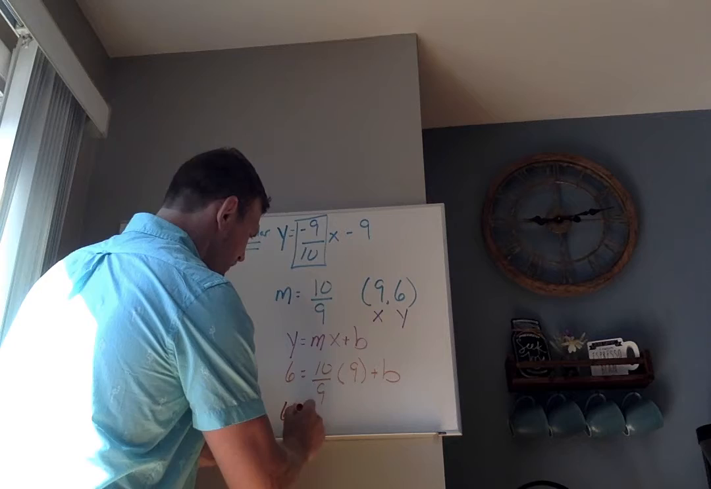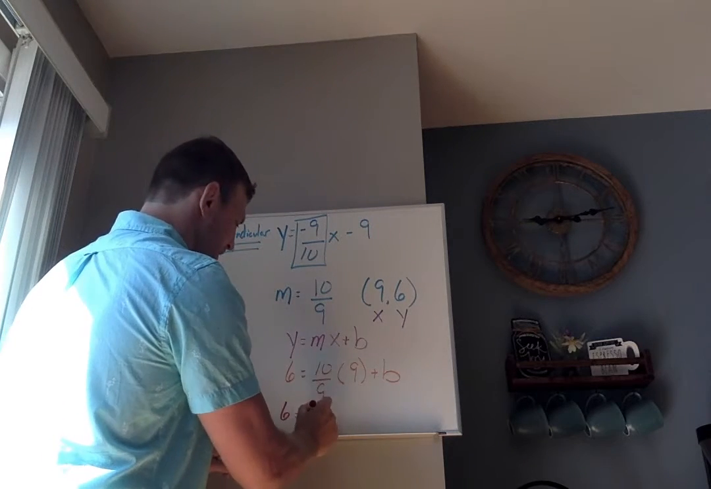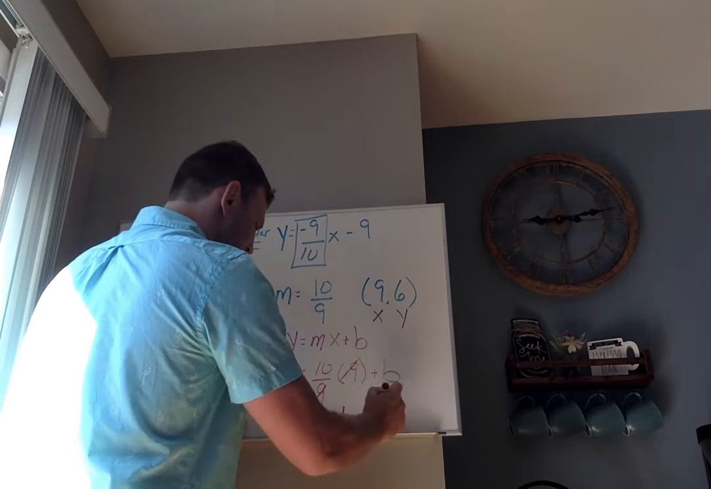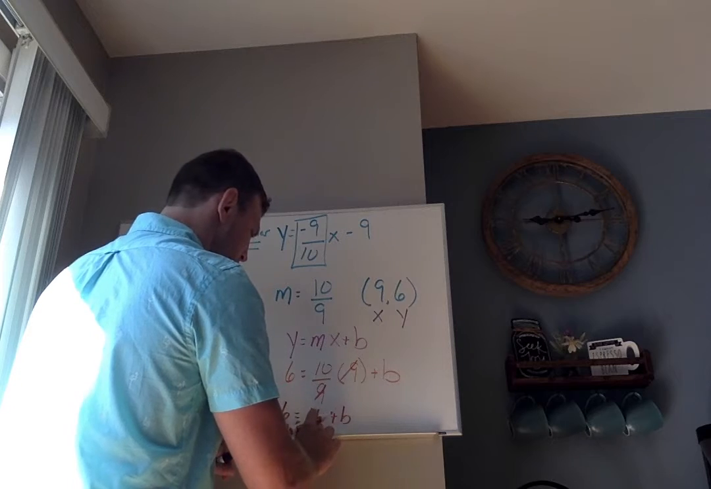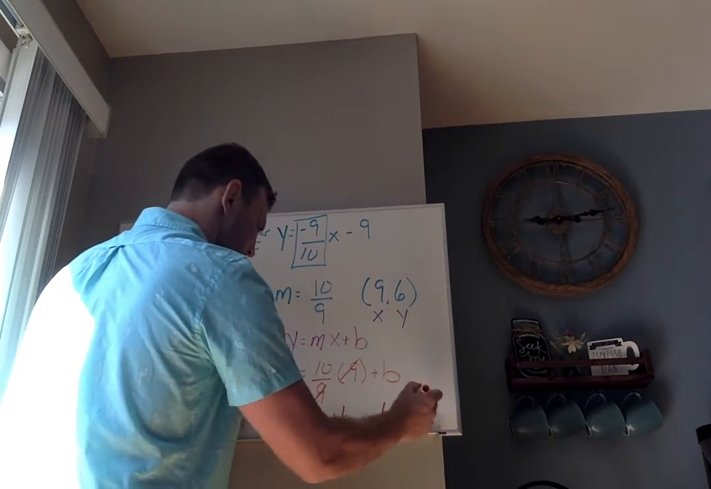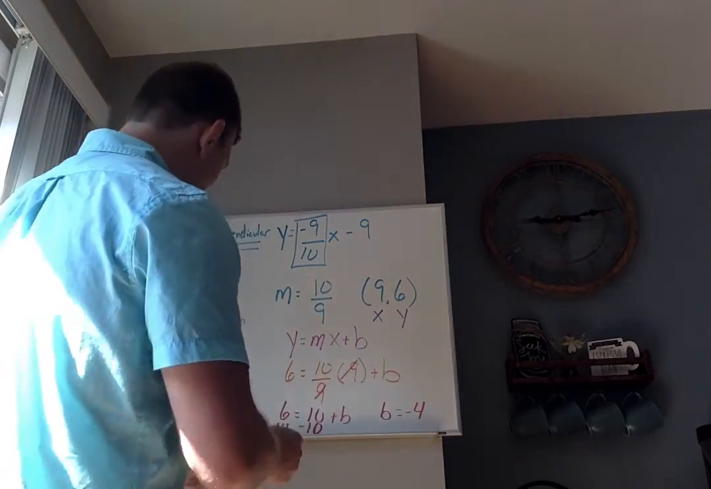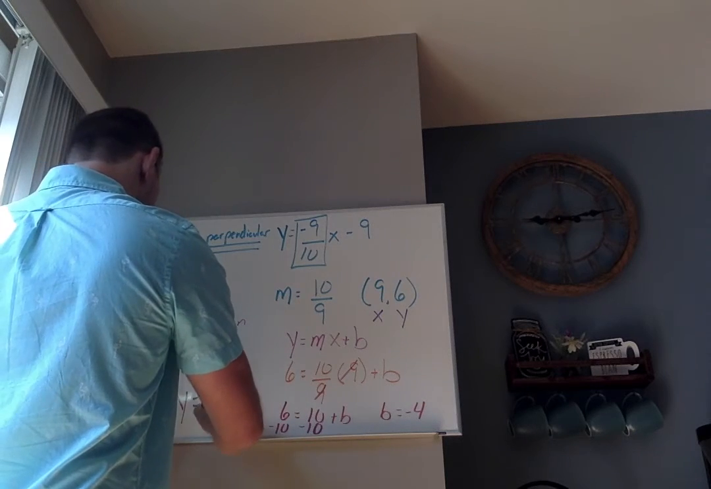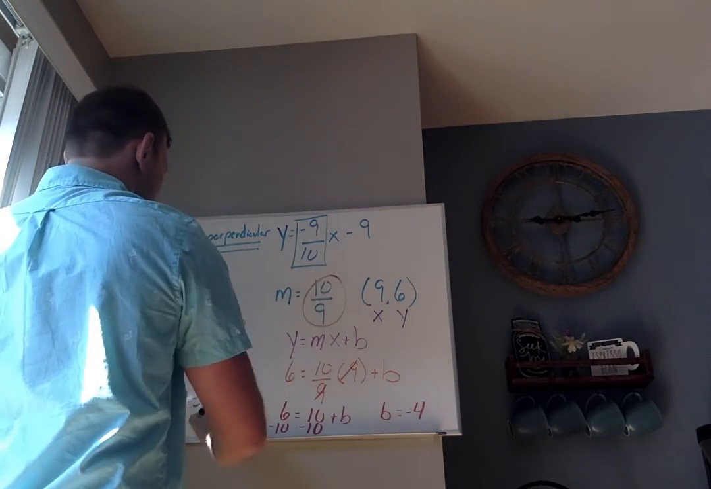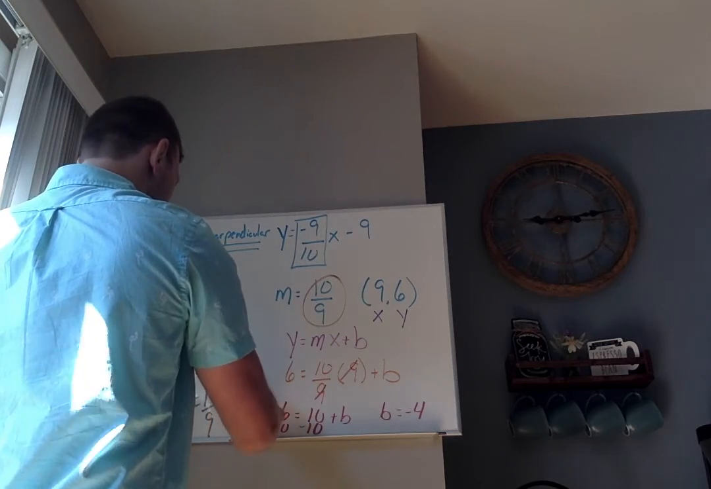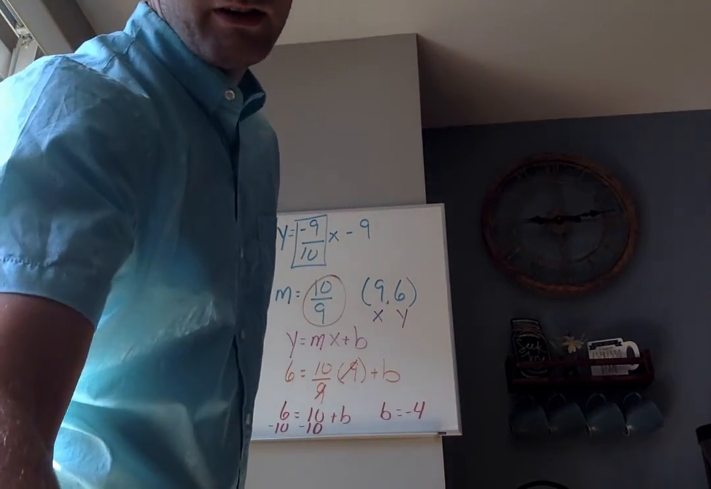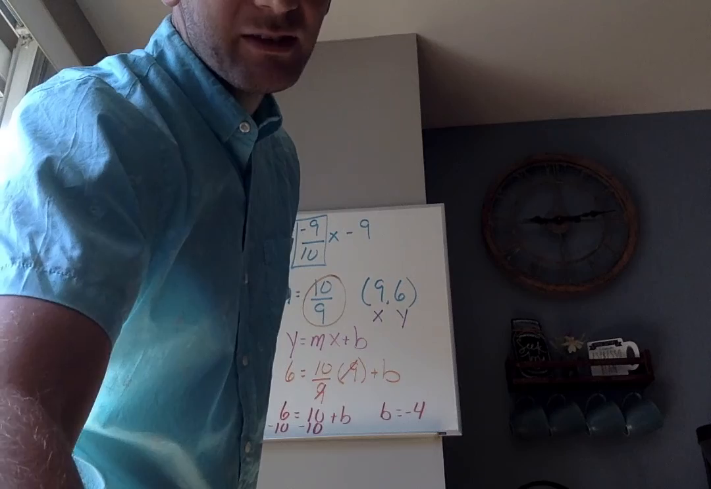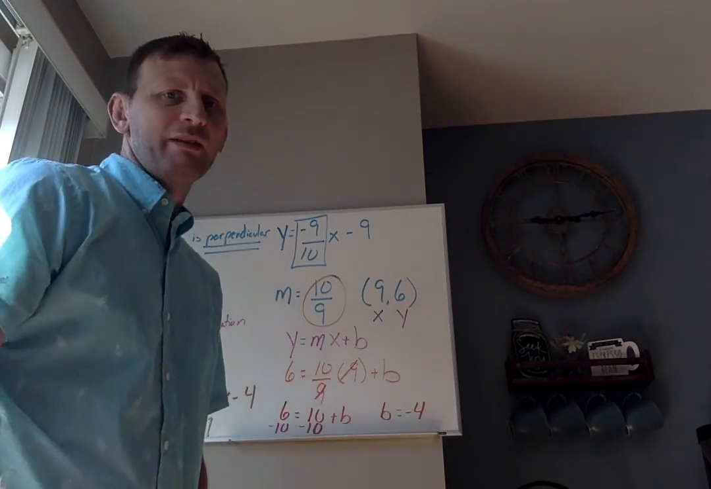So 6 equals, well, 10 times 9 is 90, divided by 9 is 10. These kind of cancel out, plus b. So now I subtract 10 from both sides, and you get b equals negative 4. So my answer over here is y equals 10/9. Okay, it's that slope right there, 10/9, x minus 4. So y equals 10/9 x minus 4. All right, if you have any questions, let me know.